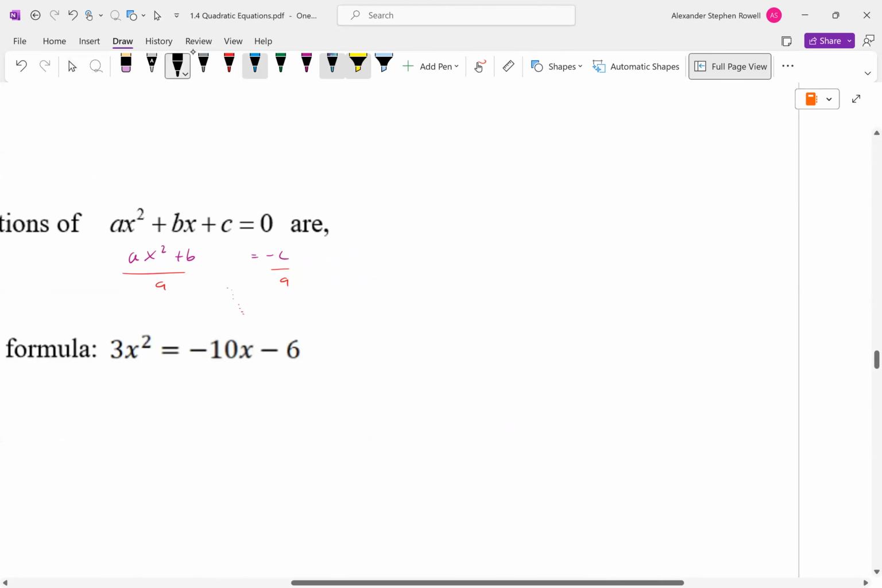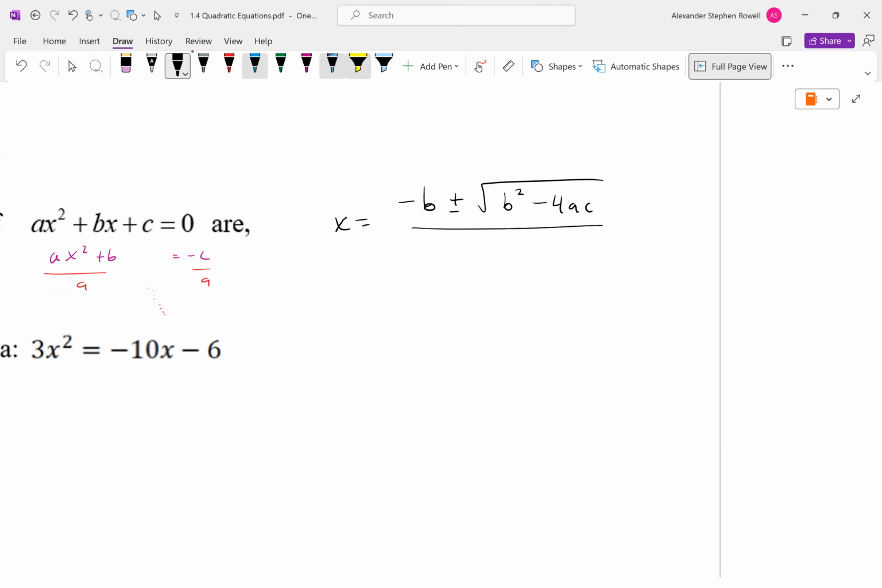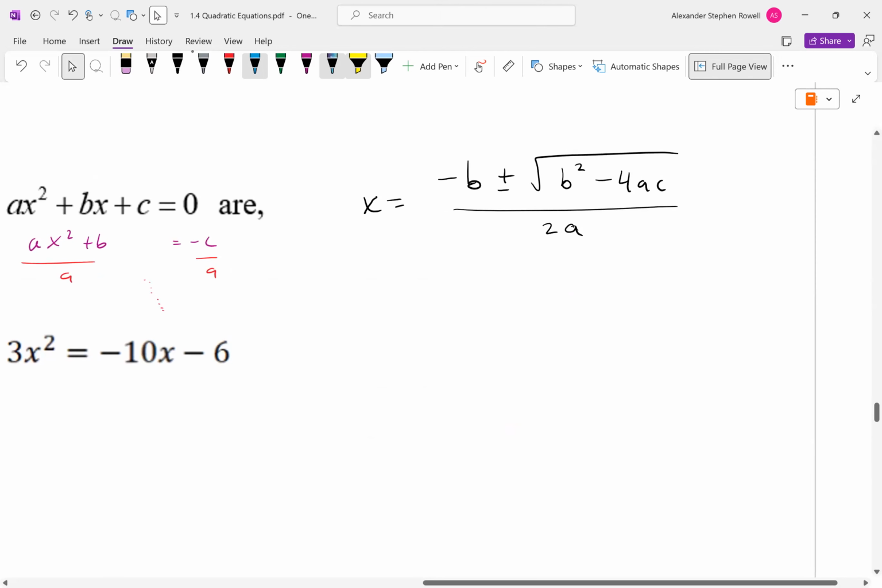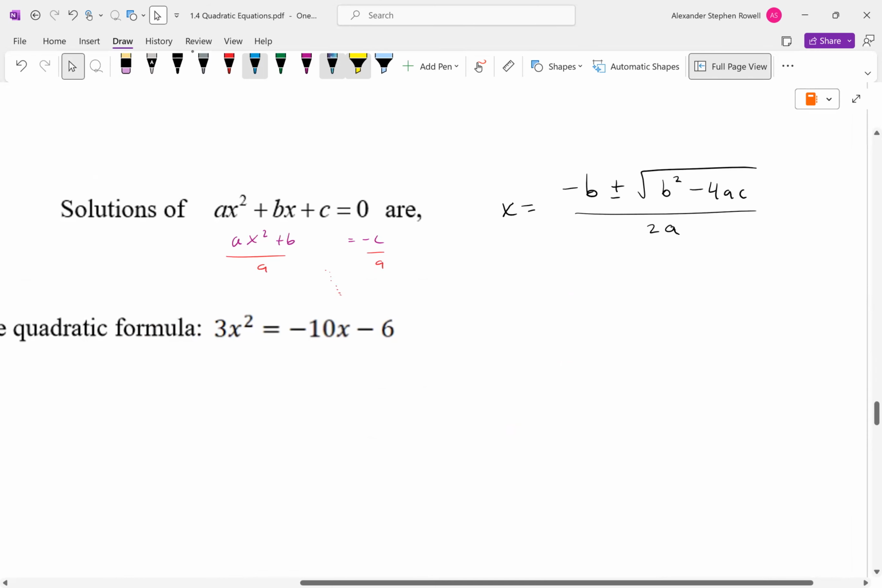So, does anyone have that memorized? Negative b plus or minus, oops, sorry, square root of b squared. I don't want to hear any singing. You guys heard the singing parts too, right? Oh my goodness. Okay, so yeah, memorize this as a shortcut to solve any quadratic equation. But know that you're really doing a shortcut of completing the square.